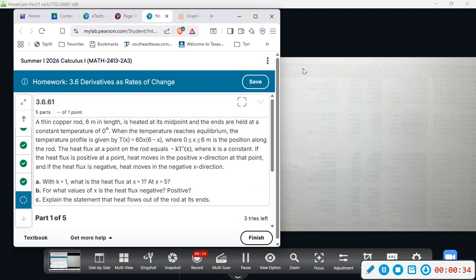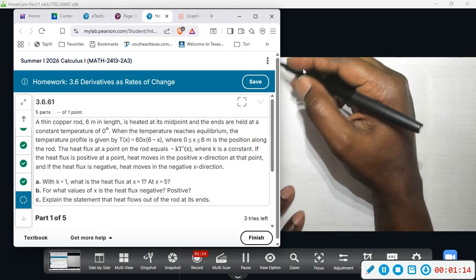The heat flux at a point in the rod is equal to negative K times T prime of x. Okay, that's the derivative, where K is a constant. If the heat flux is positive at a point, heat moves in the positive direction at that point. If the heat flux is negative, heat moves in the negative direction. So we're going to know, with K equals 1, what is the heat flux at x equals 1, at x equals 5, and then for what values of x is the heat flux negative or positive, and we're going to explain the statement that heat flows out of the rod at the ends.